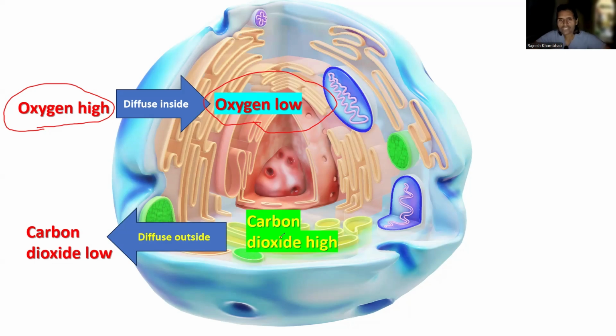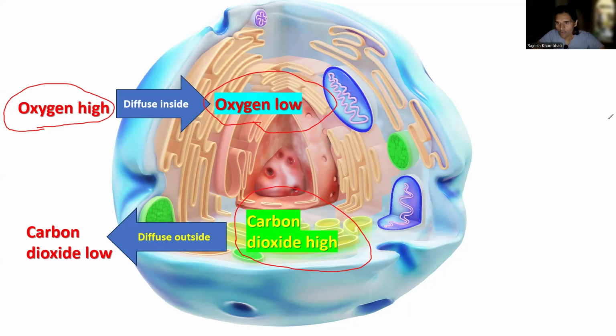Then the reverse. After respiration, the cell is using the oxygen, it will make carbon dioxide. Now that carbon dioxide is very high inside the cell, because the cell is producing it continuously. And outside the cell it is in low concentration. So carbon dioxide will exit the cell through diffusion. So it will diffuse out. Oxygen diffuses in because it is going inside. So oxygen diffuses in, and carbon dioxide diffuses out.